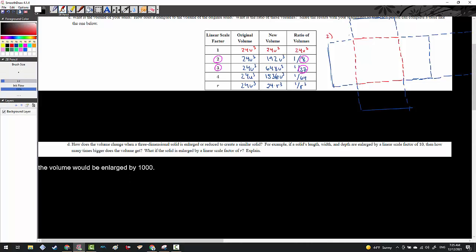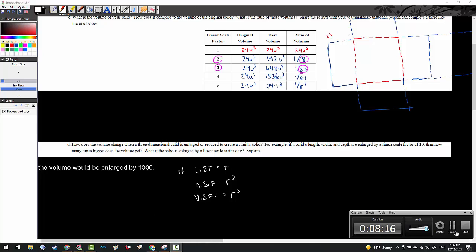And that is because if the linear scale factor is equal to r, that means that the volume scale factor is equal to r cubed. And just because we're here at scale factor, I'll go ahead and remind us all that the area scale factor is r squared.